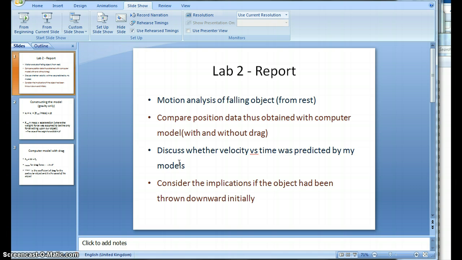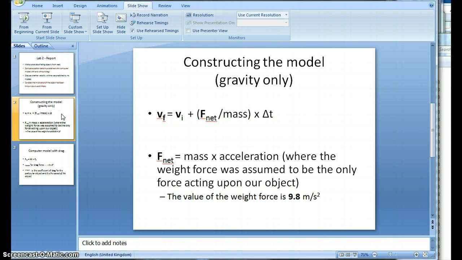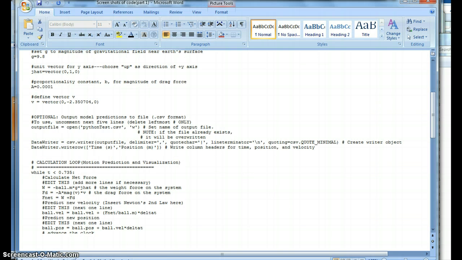In constructing the computational model, we applied Newton's second law in the update form to obtain the position data, and we also applied Newton's second law in the F equals mass times acceleration form. So here is part of my computer code showing g equals 9.8 meters per second squared, and also the assignment statement for the weight force on the system.